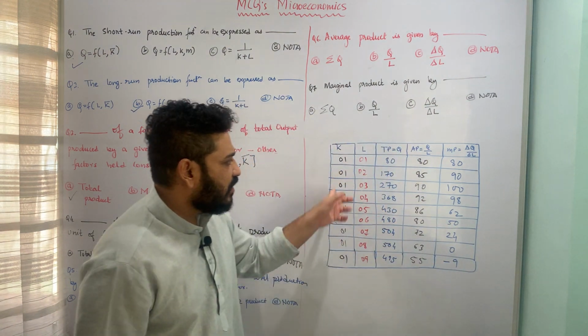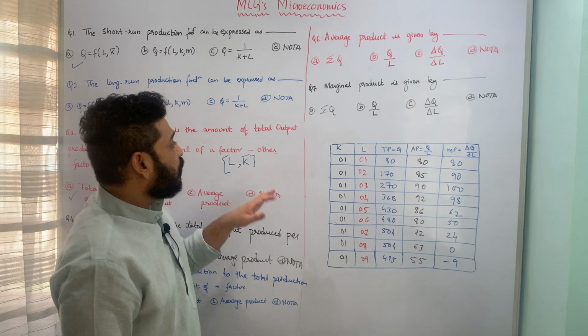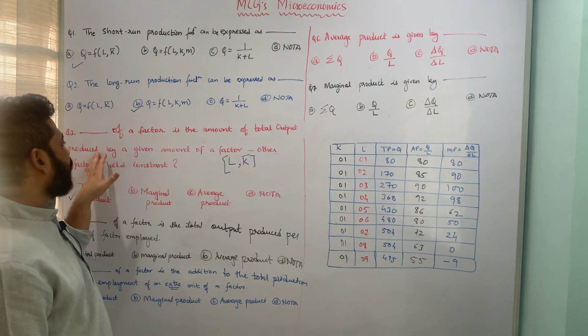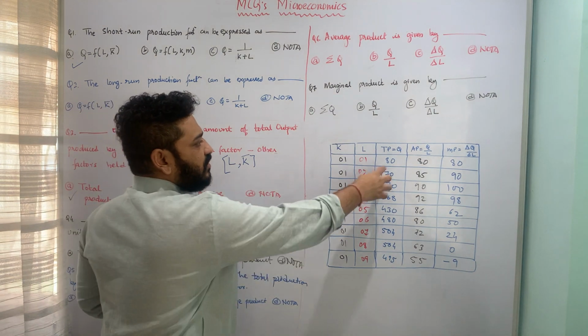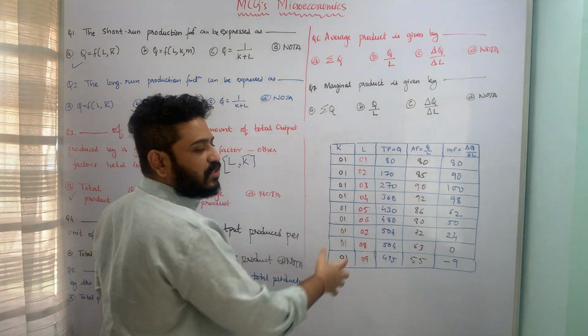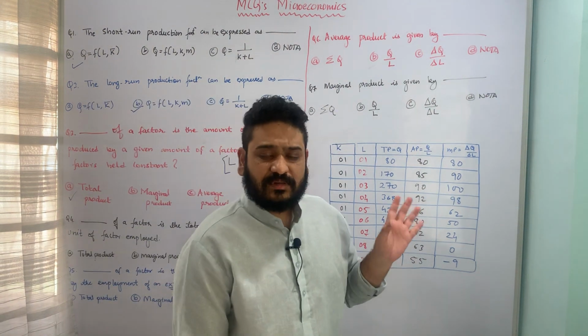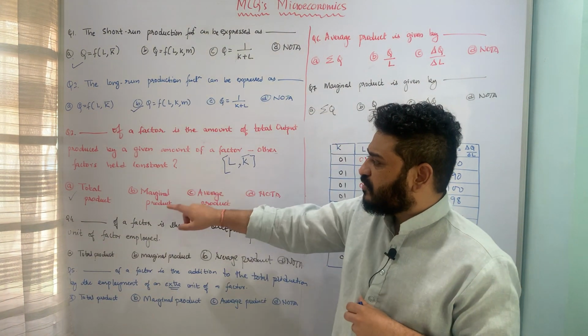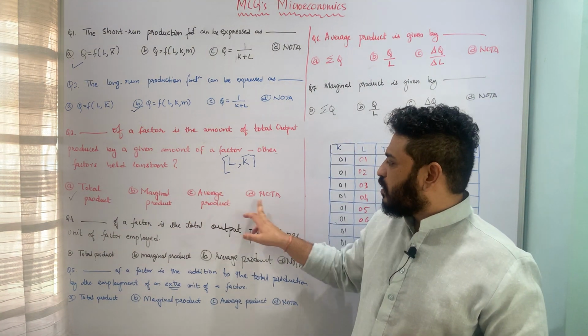Now come to this table here. Capital is kept constant, labor is allowed to vary. Now, total output produced by a given amount of a factor. Here Q is the total output which is produced. Now let us look at the options which are available to us. The first is total product, the second is marginal product, the third is average product, and none of the above.